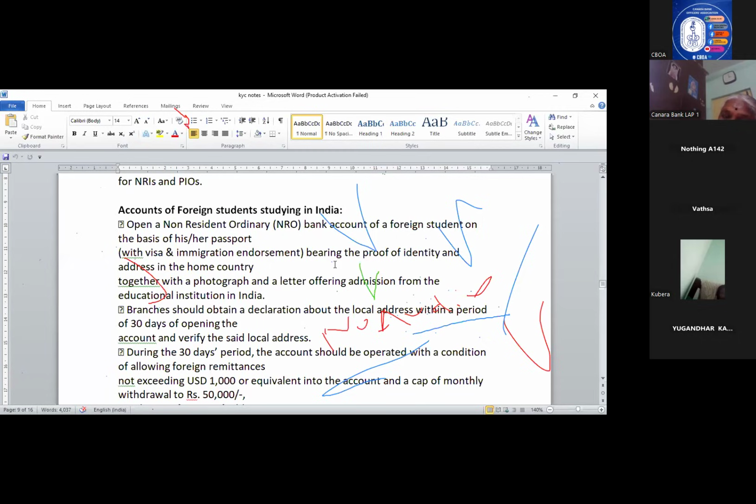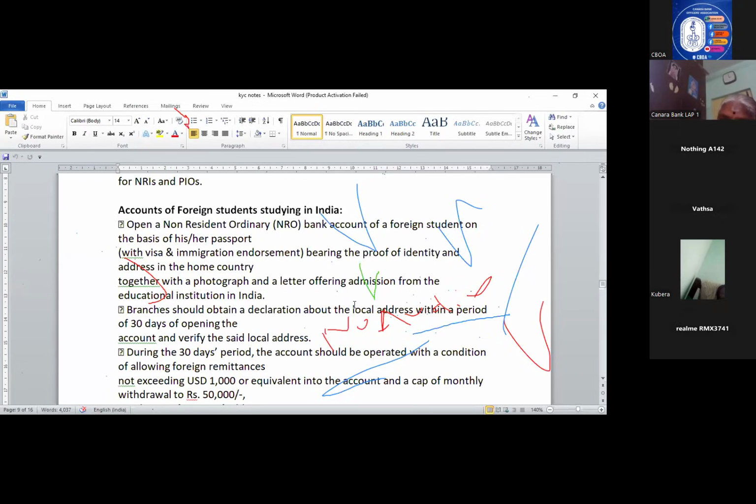he should submit the local address, that is his admission letter and his accommodation letter, where they will give you the address, and his photo will be there in the admission letter. Accommodation letter and address also will be given. Based on that, then his normal account can be done.